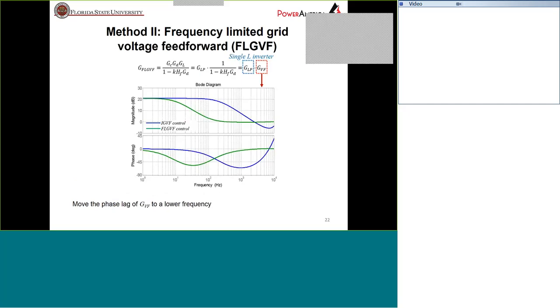And if we write the control block diagram of this method, we can see that the effect of this FLGVF is not to reduce the delay. It is rather to add more delay in the system, so it can move the effect area of the delay to even lower frequency, where we already have enough phase margin.